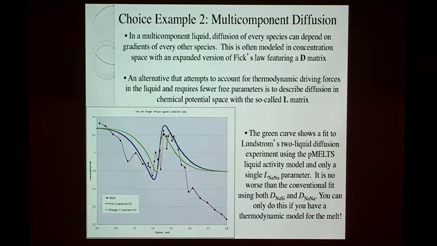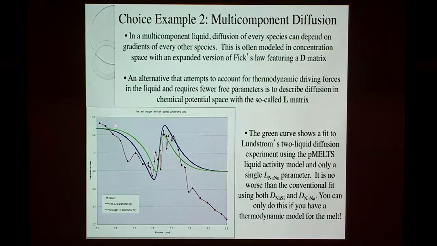Here is from some completely different part of parameter space, okay? An experiment that Craig Lundstrom did, the dots connected by the wiggly red line, okay? This was a two-liquid diffusion experiment, okay? A liquid initially rich in sodium and poor in silica, a basanite, was placed in contact with the liquid initially poor in sodium and rich in silica, a tholeiite, okay? And they were allowed to interdiffuse for a few minutes at high temperature.